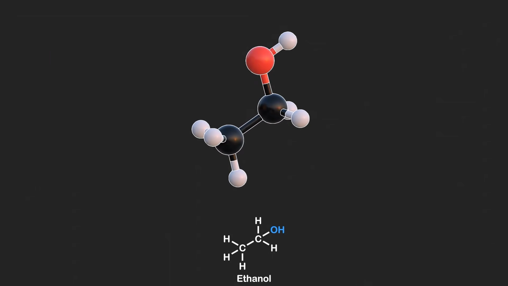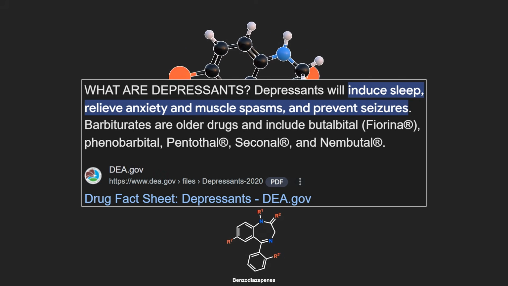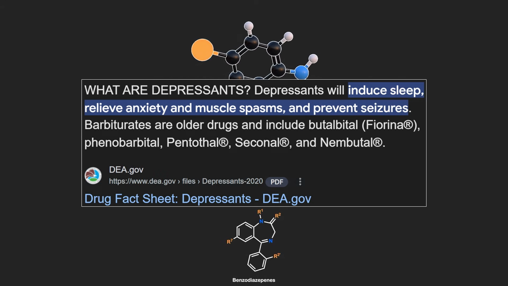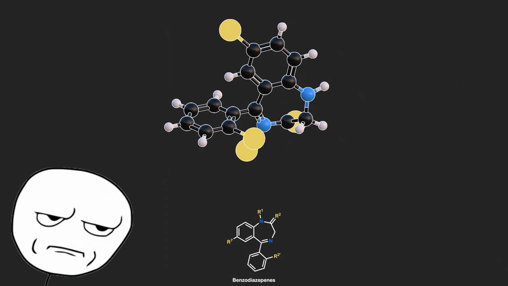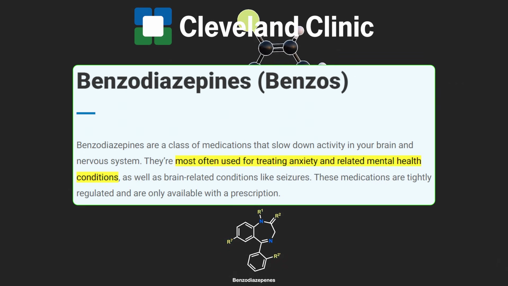The next class of substances is benzodiazepines. These depressant drugs possess a chemical structure which is a fusion of a benzene and a diazepine. No, really. These drugs are prescribed to treat anxiety disorders.